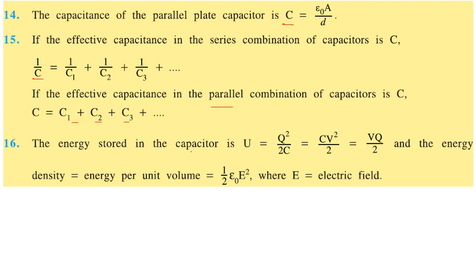The energy stored in the capacitor is given by Q square by 2C. These are three equivalent expressions: Q square by 2C, CV square by 2 and VQ by 2. And the energy density, that is energy per unit volume, is given by 1 by 2 epsilon naught E square. E is the electric field here.